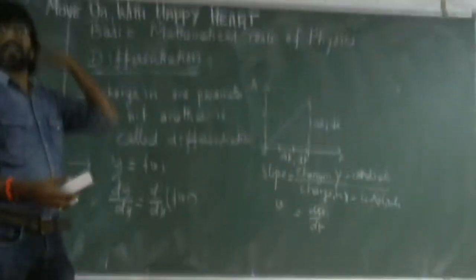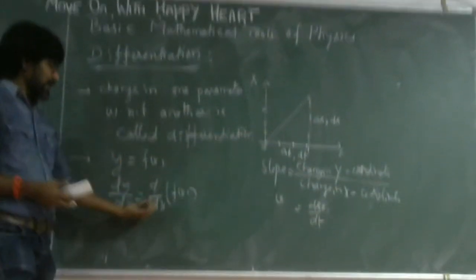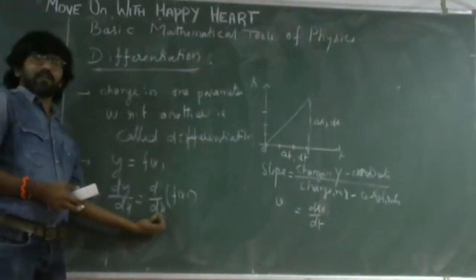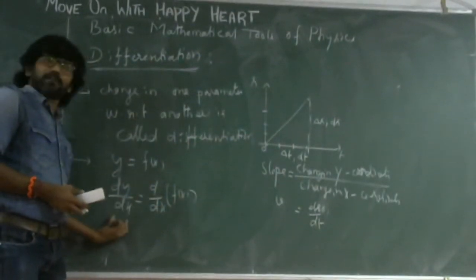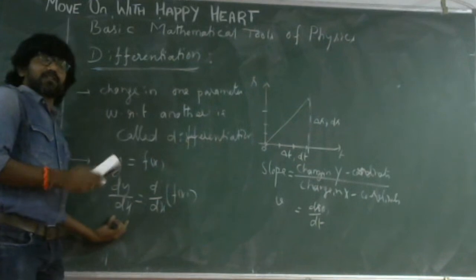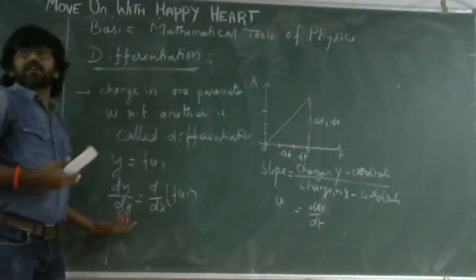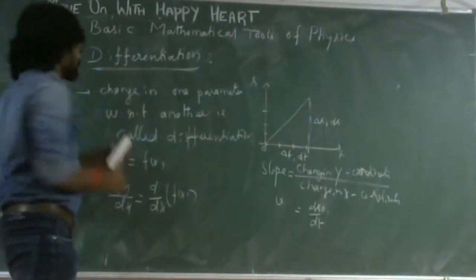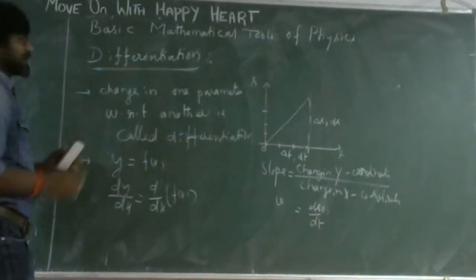The constant can be any number. If you are taking the differentiation with respect to x, then some parameter t can be taken as constant. Okay? So you can understand that with the help of some examples.